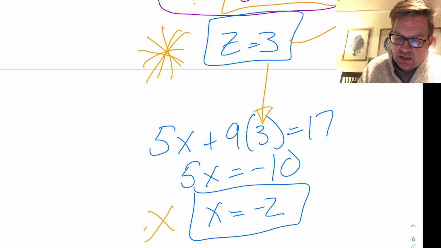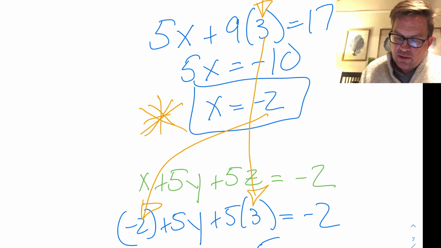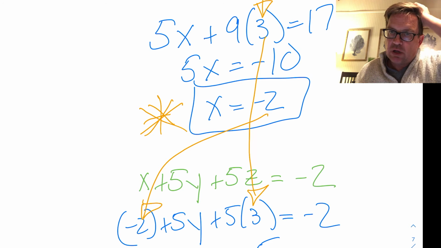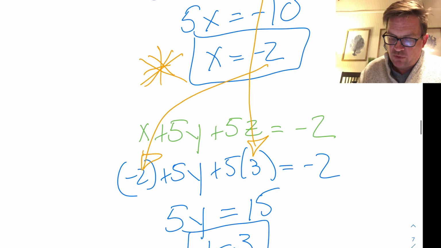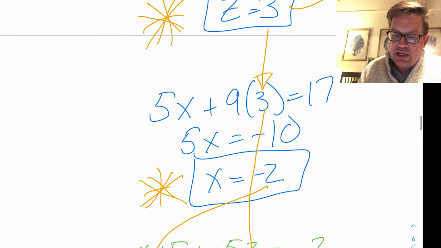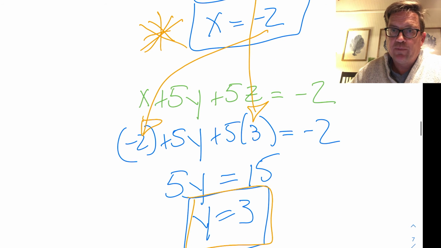Once I get z equals 3 and x equals minus 2, I plug both of those back into the other equation, an equation that had y as well, and I can multiply those out and solve for y, and I get y equals 3 in this case. So when I'm all done with this equation, I get 3 variables. Each one: z is 3, x is minus 2, and y is 3.